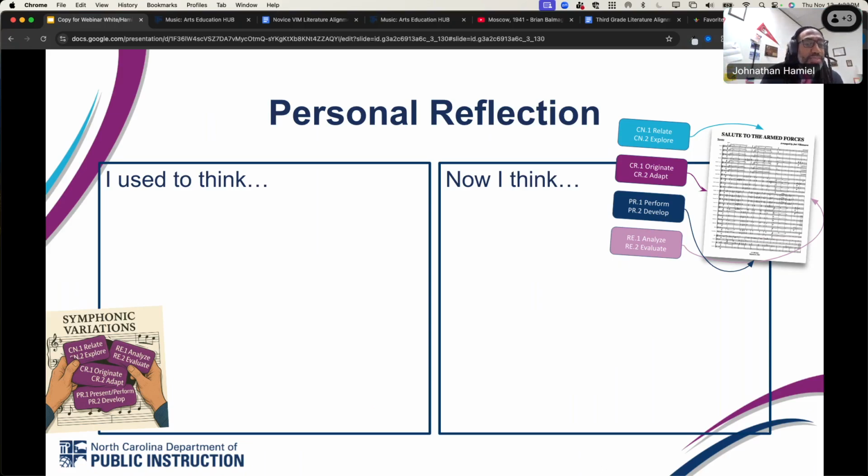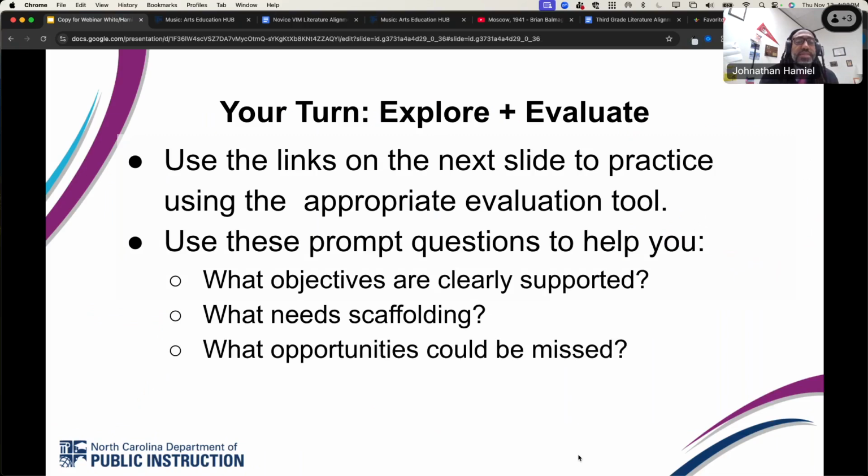All right, next slide. It is your turn to explore and evaluate. Use the link on the next slide to practice using the appropriate evaluation tool. Use these prompt questions to help you. What objectives are clearly supported? What needs scaffolding? What opportunities could be missed?